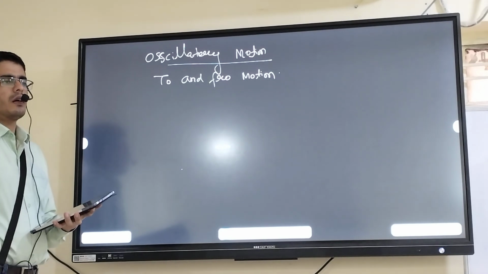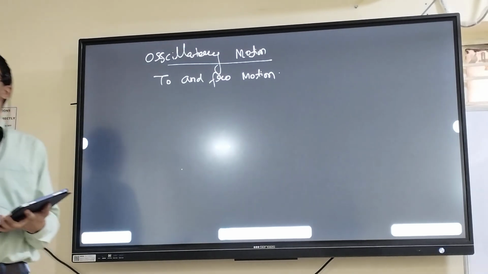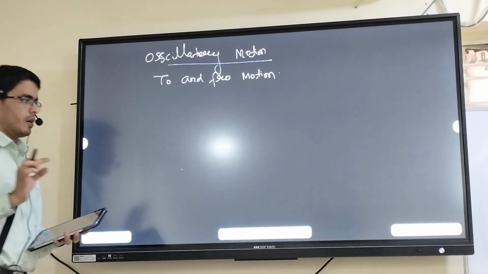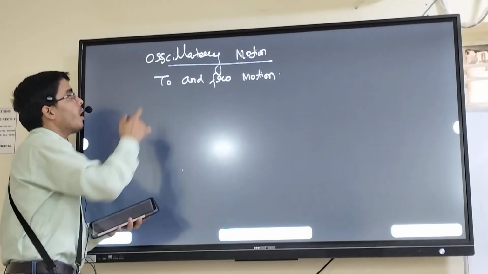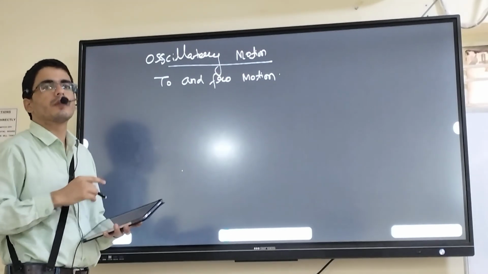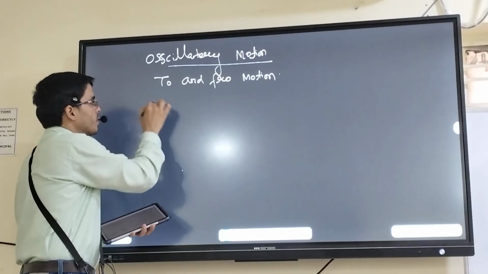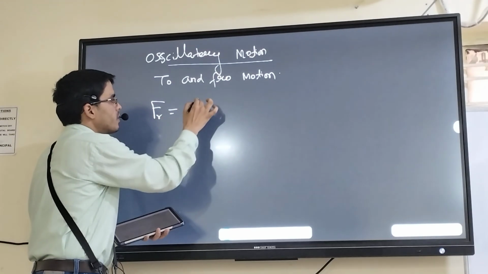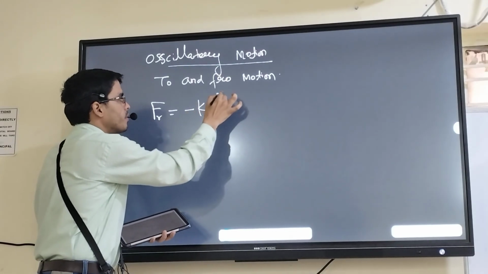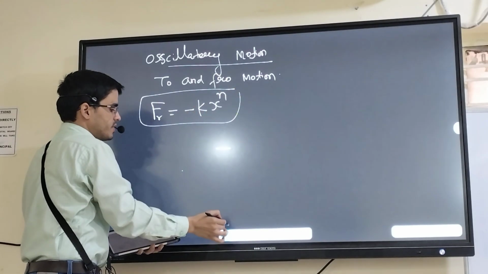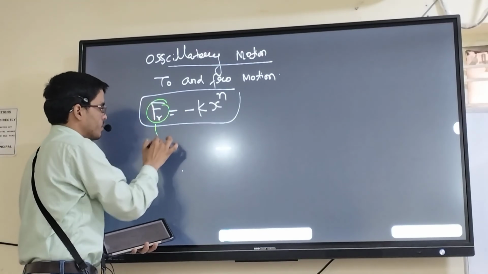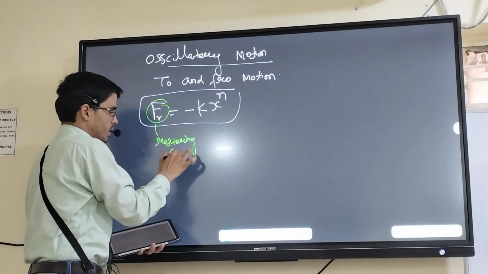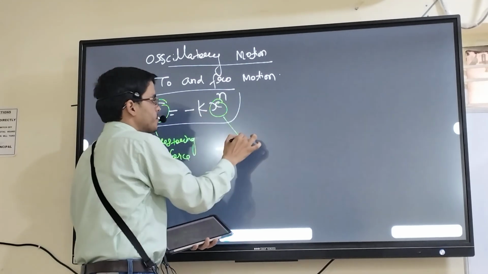See, I'm telling one thing. Tell Newton's second law: what is the equation? F equals m dv by dt. Now tell the oscillatory motion equation. Here write restoring force. It is always a restoring force, so Fr equals minus kx power n. What is Fr? That is called the restoring force, and that x is called displacement.